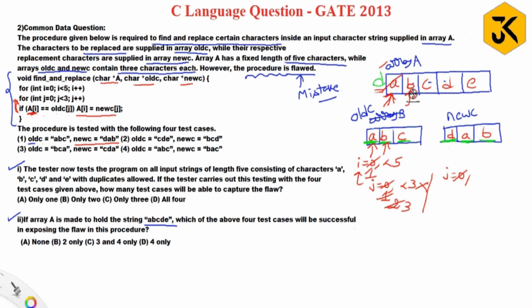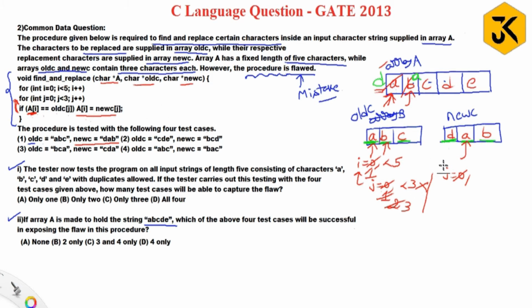Next, is b double equal to b? Guys, I'm doing this directly. Is b double equal to b? Yes, the condition is true. When the condition is true, it is going to perform a of i, where i is 1, a of 1 equal to new c of j. The j value is 1, so this value should be replaced. So this b should be replaced with this a. Okay, so up to here is completed.